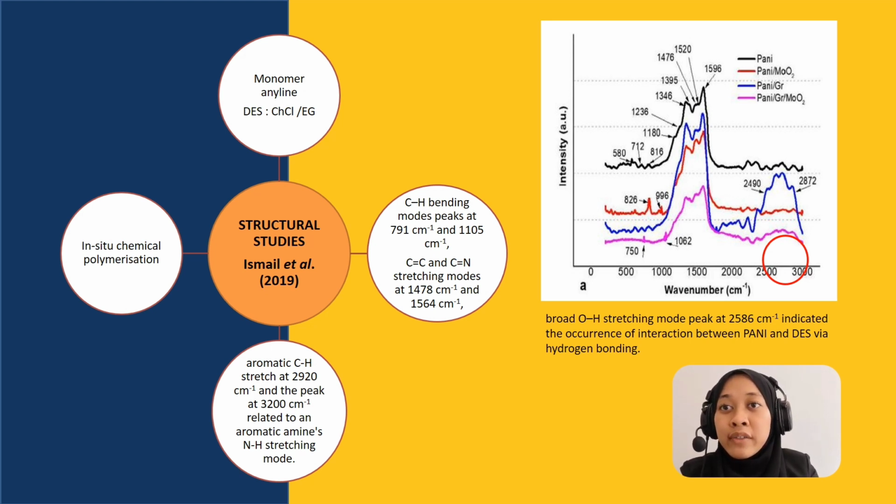In their findings, they found C-H bending mode peaks at 791 cm and 1105 cm, C=C and C=N stretching modes at 1478 cm and 1564 cm. Meanwhile, aromatic CH stretch at 2920 cm and the peak at 3000 cm are related to aromatic amines and N-H stretching mode. They also found an OH stretching mode peak at 2586 cm as highlighted in the red circle.